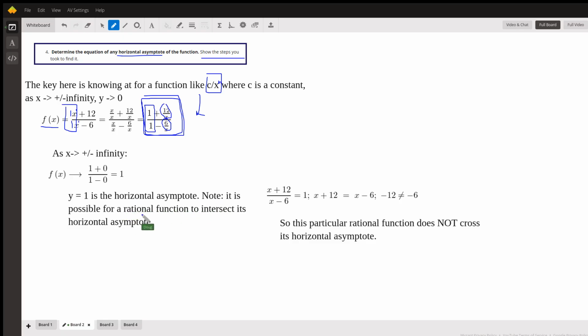It's possible for a rational function to intersect its horizontal asymptote. To determine if it does, you set the function equal to the y value of the horizontal asymptote and solve for x. But in this case, these x's cancel out. You get, well, actually, I should say plus 12 does not equal negative 6. So this particular rational function does not cross its horizontal asymptote.